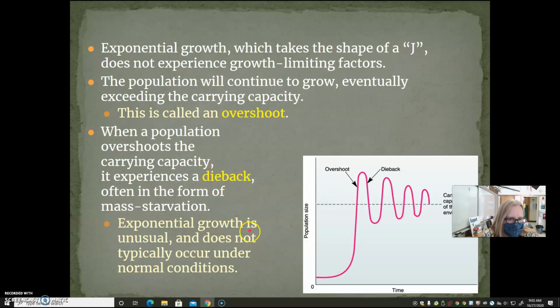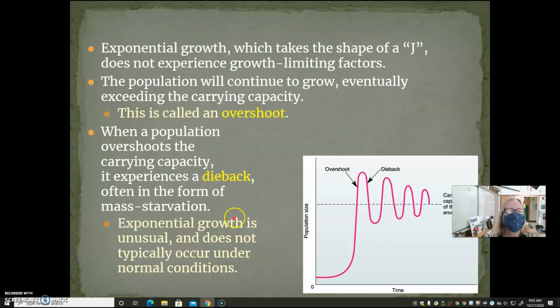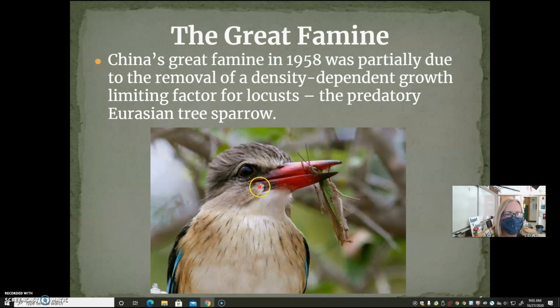Exponential growth is unusual. It doesn't typically occur under natural conditions or normal conditions, but the human population, to go back, we are experiencing exponential growth right now. We have not reached carrying capacity, and we don't know what that is of our Earth yet, so something to think about. Okay, so revisiting that Great Famine phenomenon that we talked about earlier in this presentation.